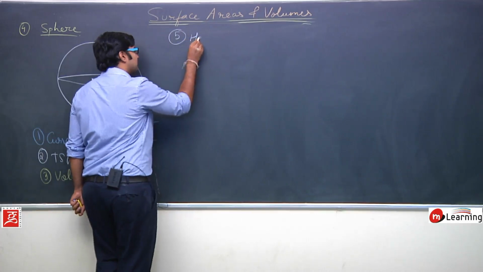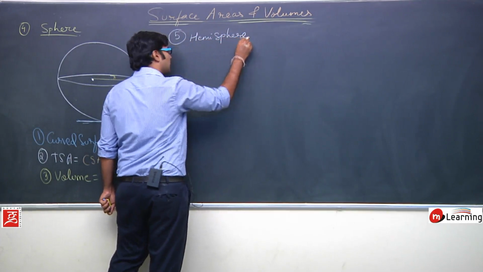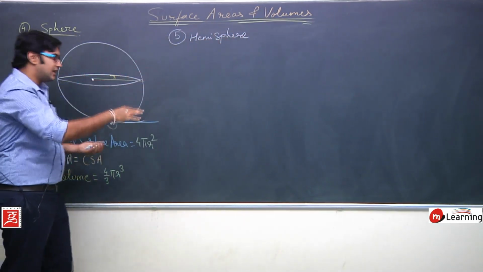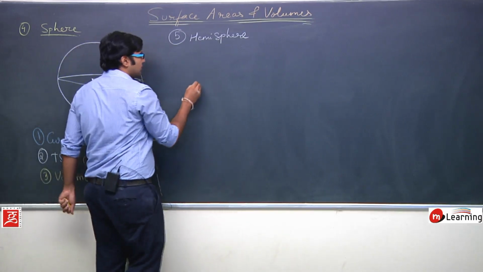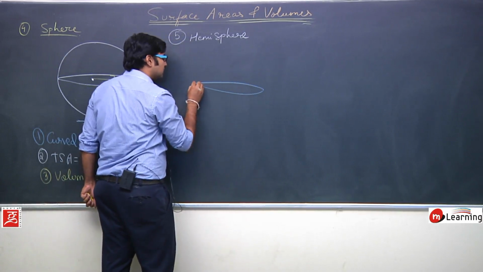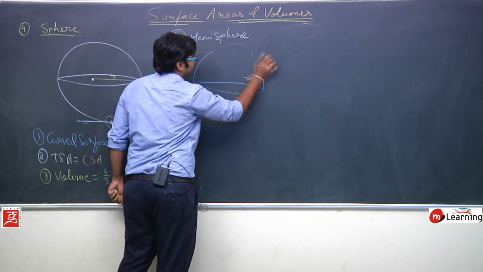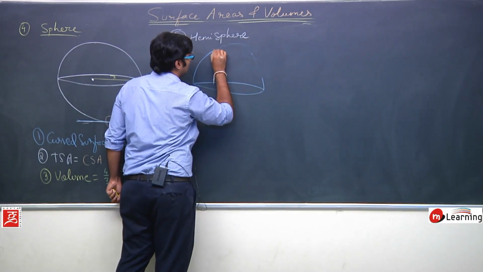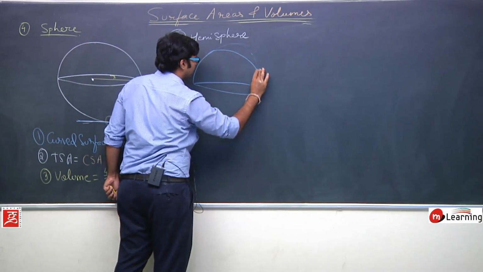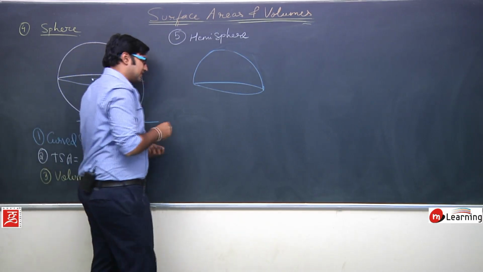is hemisphere. Now what is a hemisphere? If I cut this sphere into 2 parts, then I will get 2 hemispheres. If I cut this sphere about its diameter, then this figure will be known as hemisphere, like this. This is a hemisphere.